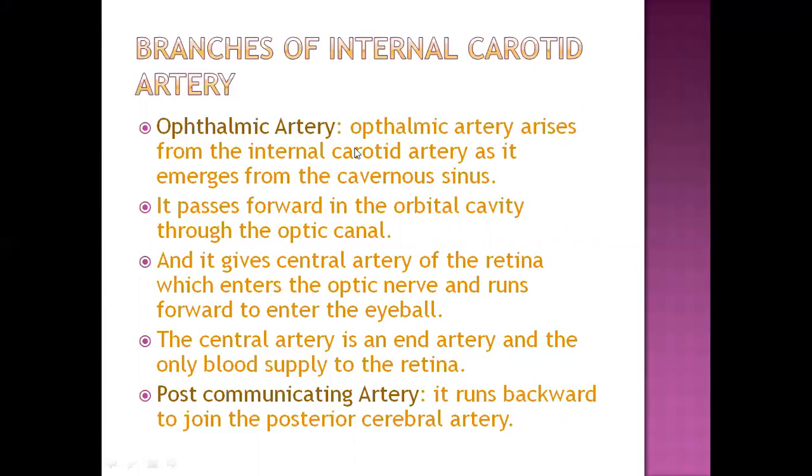So the ophthalmic artery is the major supply of the eyeball, and it also gives the supraorbital and supratrochlear arteries, which also supply the forehead and part of the nose. The central artery of the retina is an end artery and the only blood supply of the retina. It also gives the anterior and posterior ciliary arteries, which supply the other structures of the eyeball. When the central artery is blocked, the patient has a visual impairment or blindness of the eye.